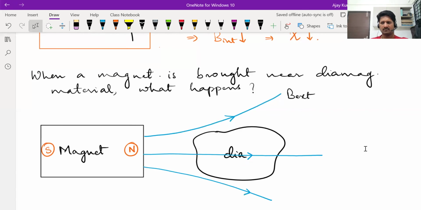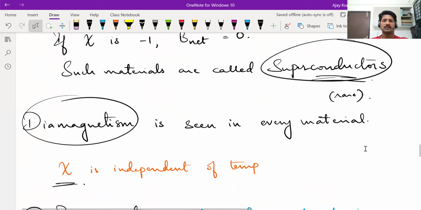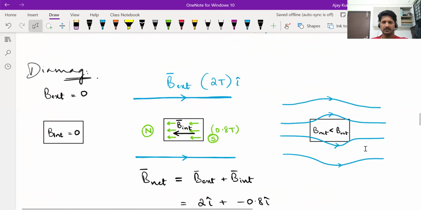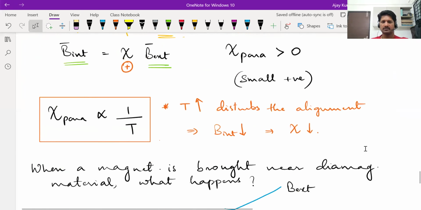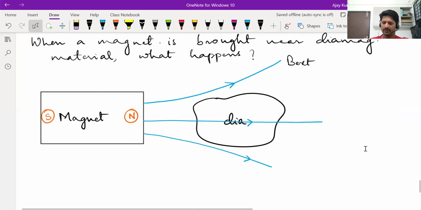A weaker internal field gets developed inside the object. An opposite internal field gets developed. Okay. So here, external field is sort of to the right. Then internal field will be to the left. If internal field is to the left, it means this end of the diamagnetic material becomes the north pole and this becomes the south pole. Now tell me what should happen. Should it get repelled by the magnet or attracted by it? It will get repelled. Are you all convinced?